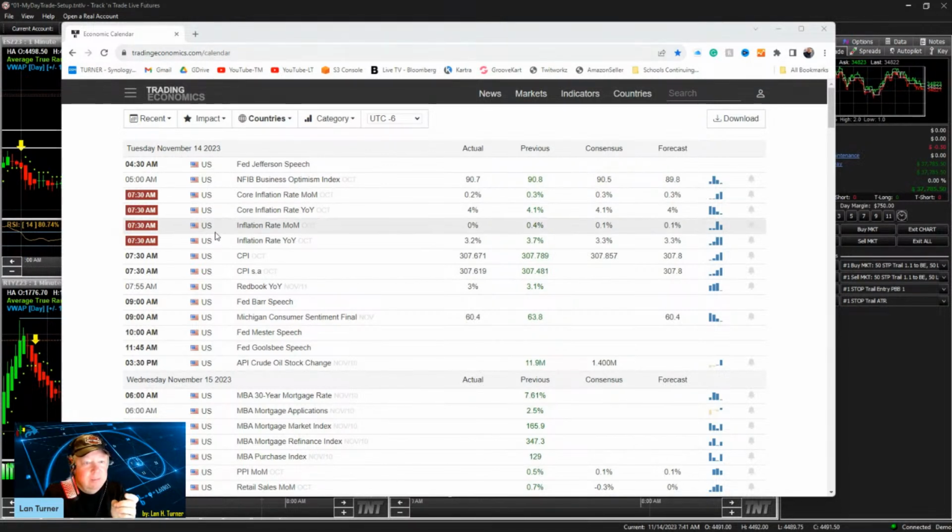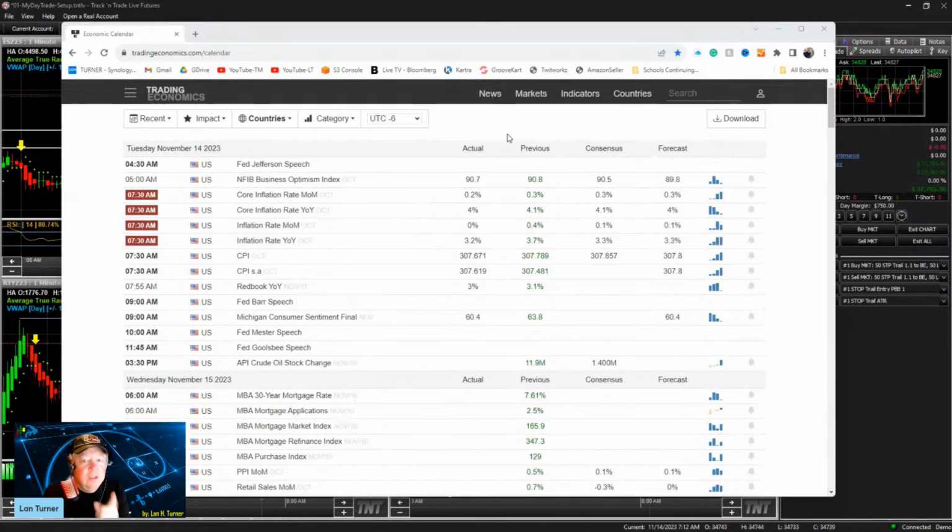And I like to use tradingeconomics.com. Okay. Now I'm a little disconcerted right now because we were told that those prices were going to come out at 7:30, and it looks like to me they came out at 6:30. So they got their times wrong on here, which is a little disconcerting to me.